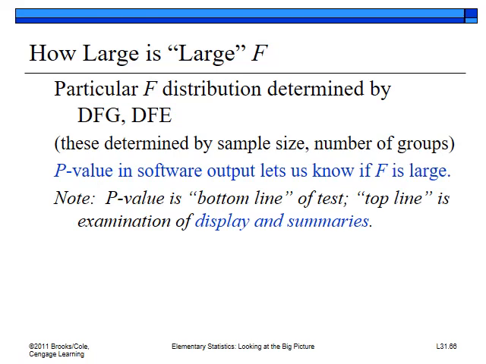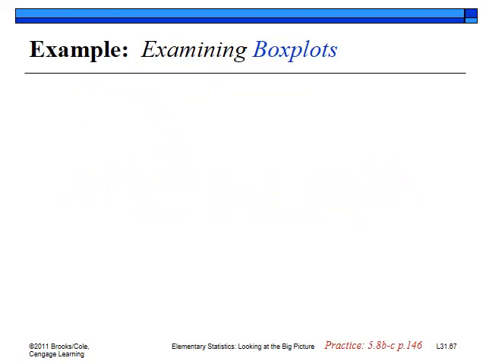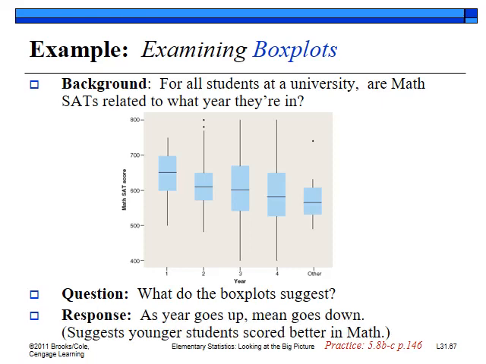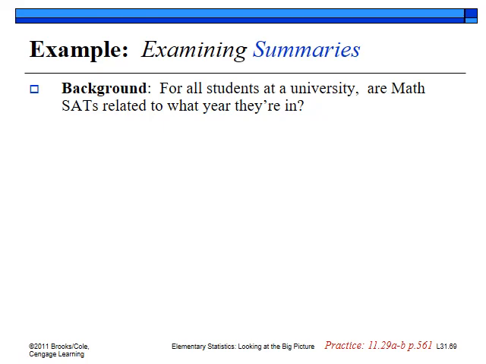On the other end of that is looking at the displays and the summaries. So let's take a look at some box plots. Here's a relationship for students at a university. We're looking at whether math SATs are related to the year they're in. What can we learn from this box plot? Well, I can see as we move from left to right, that is younger students to older students, it seems that the centers of these distributions go down. So the suggestion is that younger students scored better in math. Let's look at the summaries for those variables.